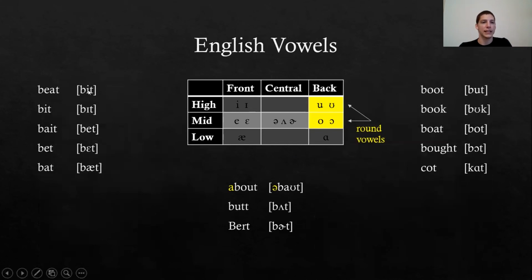So we have E and I, which are both high front vowels, E like in beat and I like in bit. Then these vowels, A and E, are still front, but they're produced with the tongue lower. So these are front mid vowels: A like in bait, and E like in bet. And then we have a front low vowel as well, A, like in bat.